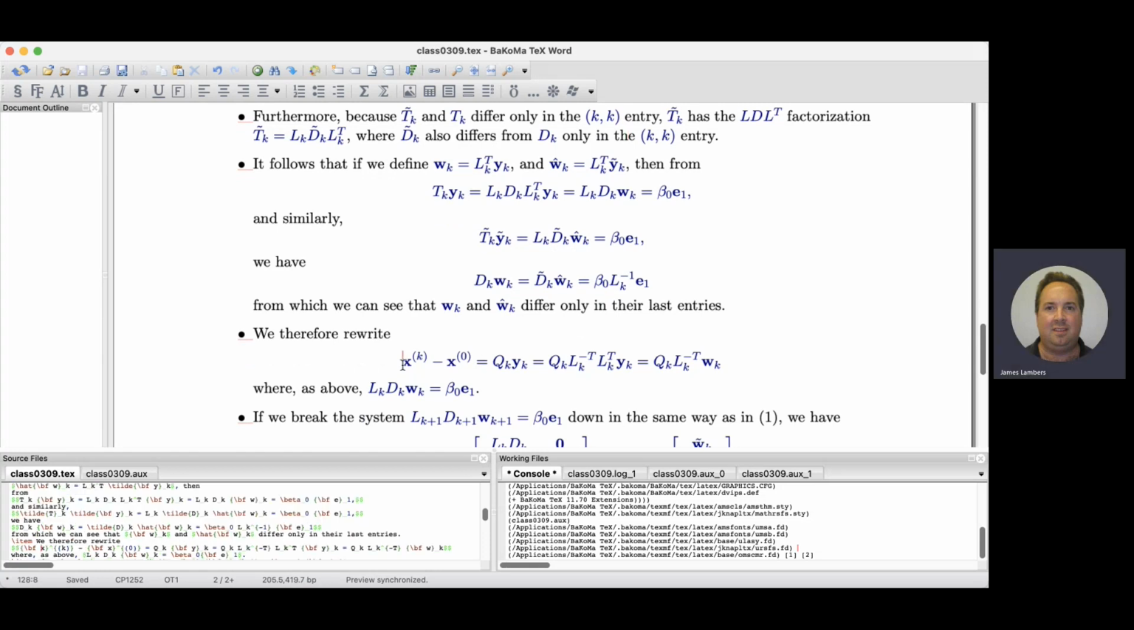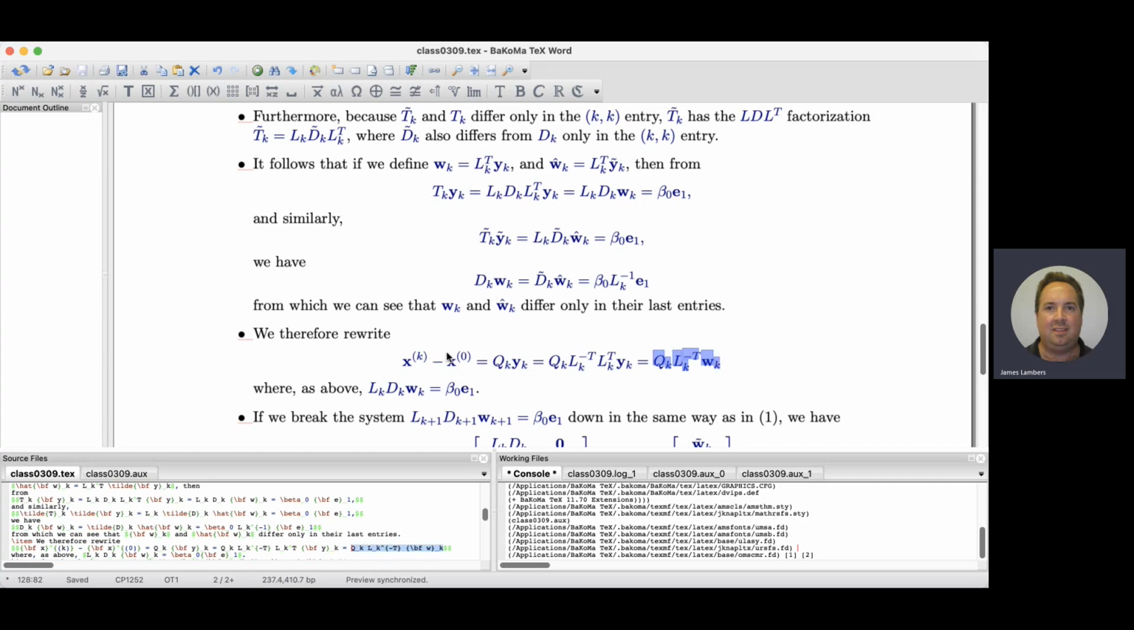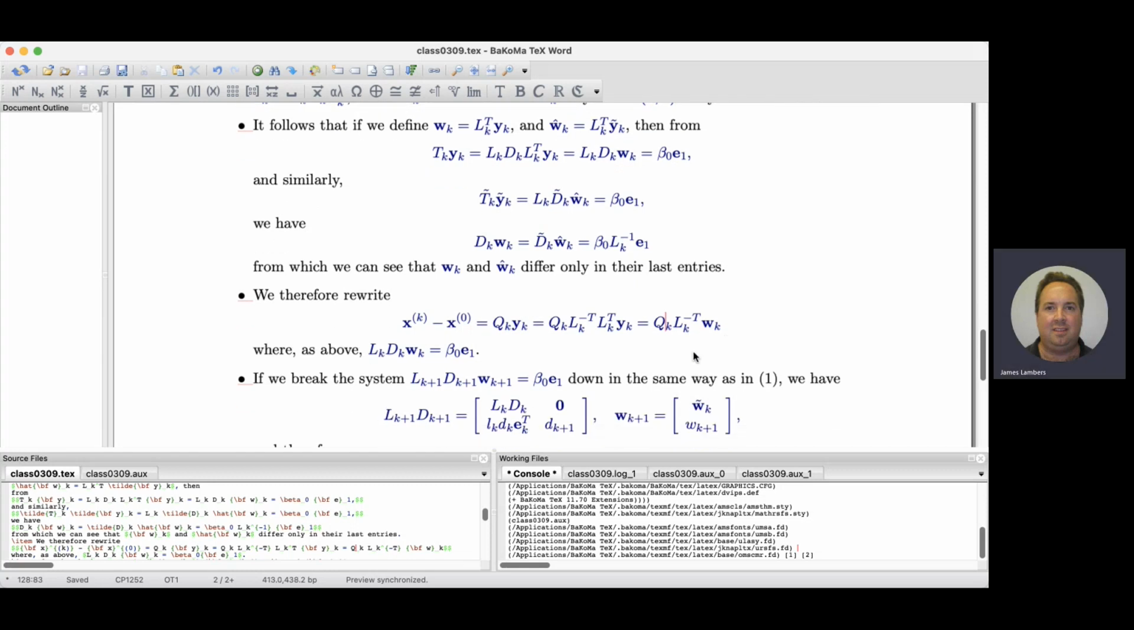Now, if we look at the previous formula we had for xk, I've just moved this x naught term over to the left side. That's equal to qk yk. And now I'm going to write yk in terms of wk using this definition here. So now I have this formula for xk minus x naught in terms of wk.